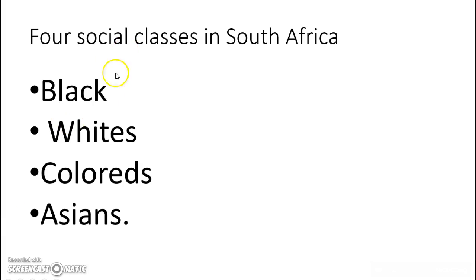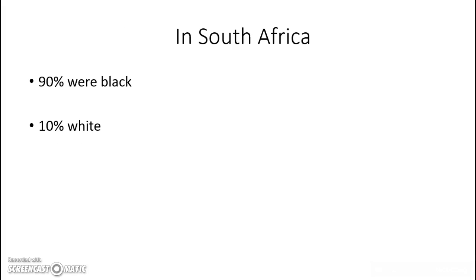Obviously, I think the first 2 are pretty common sense. The blacks and the whites are what they are. And then the coloreds are different people of mixed descent. It could be interracial marriage. It could be just somebody from a totally different area. And then they had the Asians as well, obviously people from Asia. So those are the 4 different social classes in South Africa.